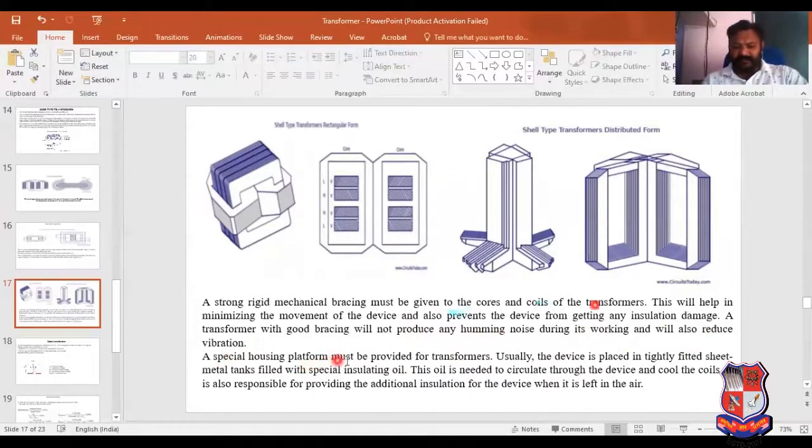A special housing platform must be provided for transformers. Usually the device is placed in a tightly fitted sheet metal tank filled with special insulating oil. This oil is needed to circulate through the device and cool the coils. It is also responsible for providing the additional insulation for the device when it is left in air.